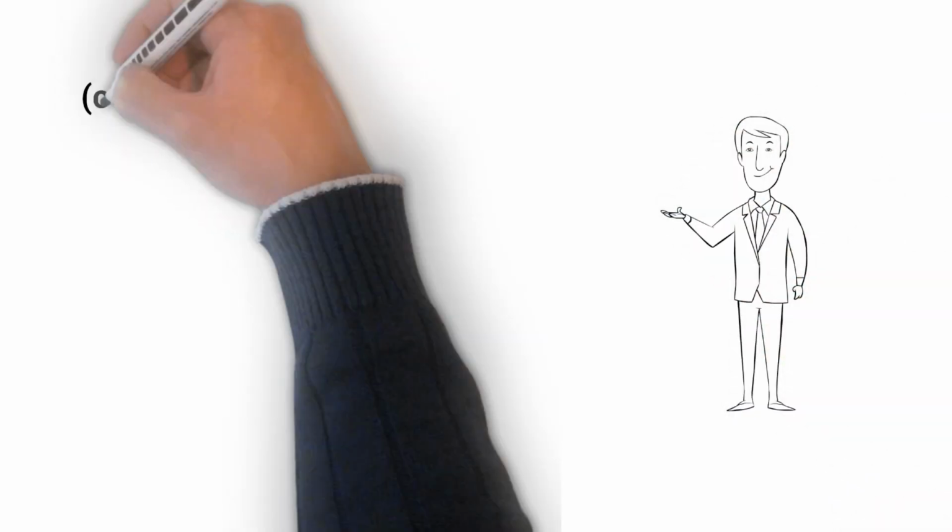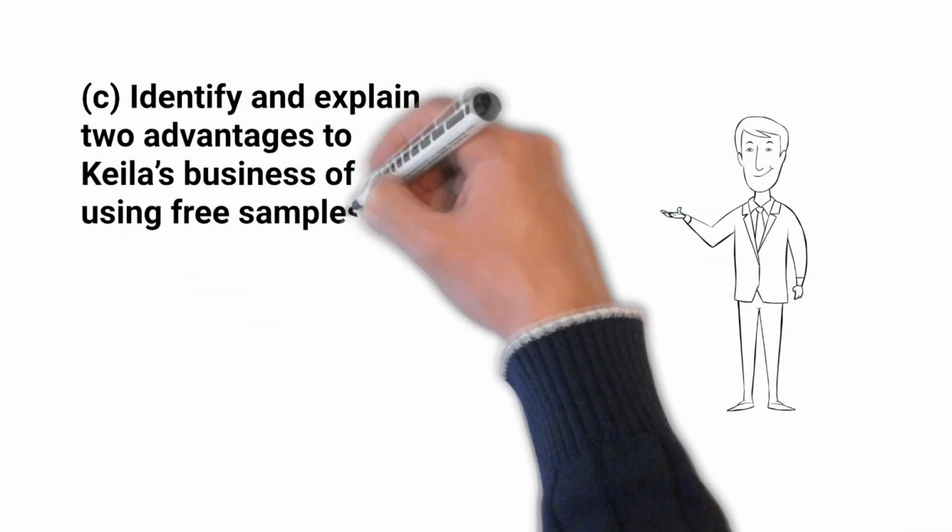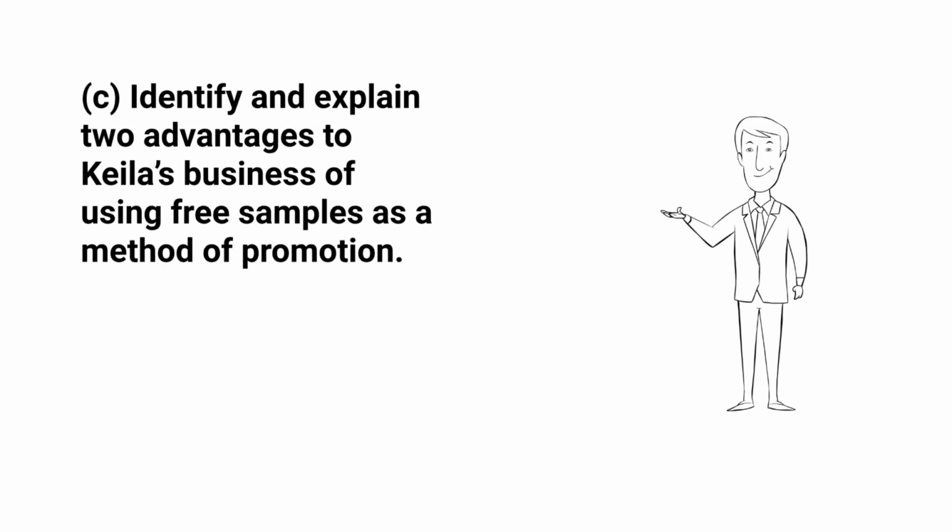Moving on, identify and explain 2 advantages to Keila's business of using free samples as a method of promotion. Examples of answers are as follows. 1. Increases awareness of her products with tourists. 2. Encourages customers to try her products and visit the cafe. 3. Tempt customer to buy more, helping her remain successful. 4. Way to get feedback so she improves her cakes.